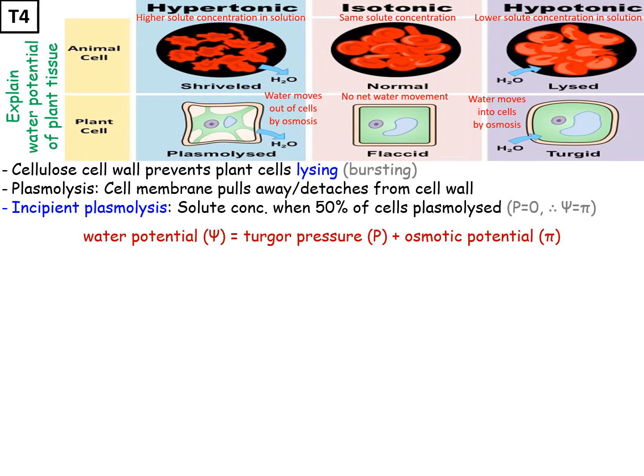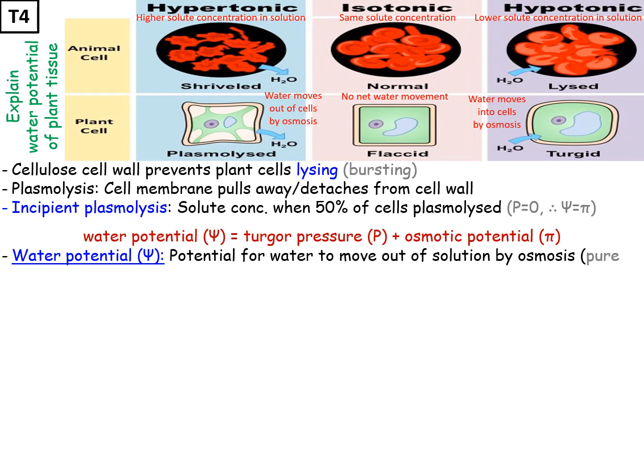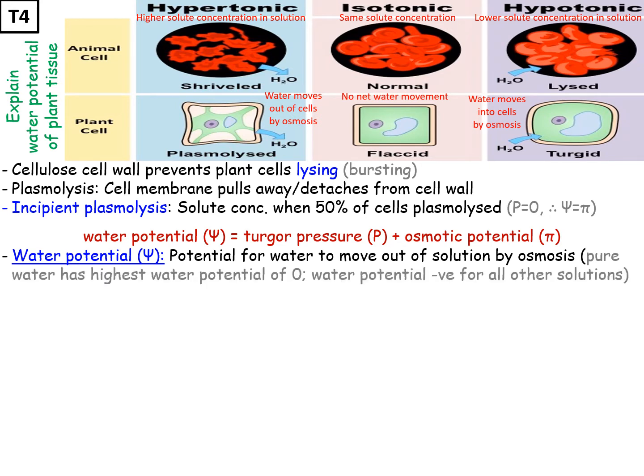Water potential equals turgor pressure plus osmotic potential. Water potential is the potential for water to move out of solution by osmosis. So pure water has the highest water potential of 0 because it's got the highest potential to move out from a solution. Every other water potential for solutions has a negative value.